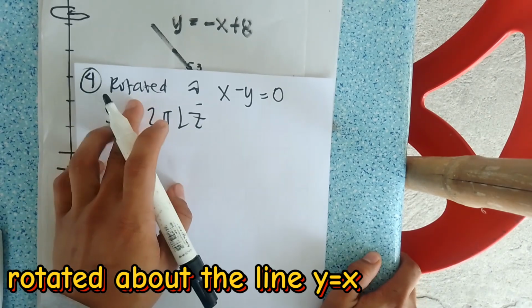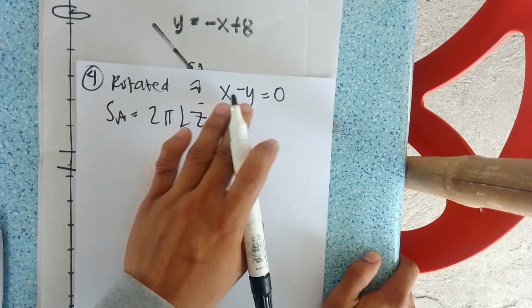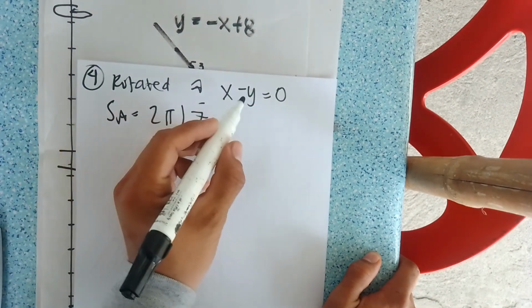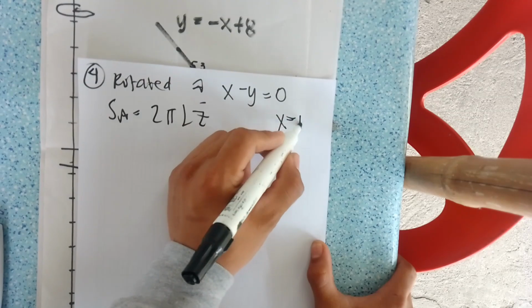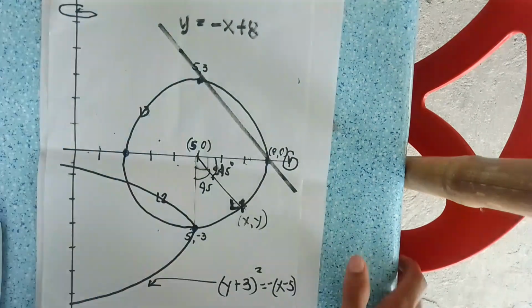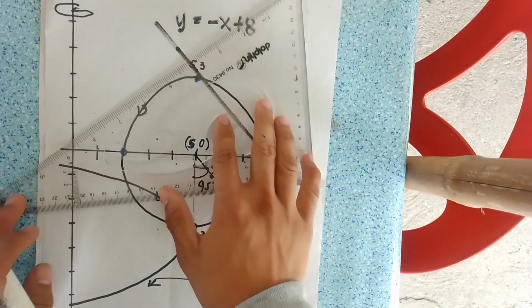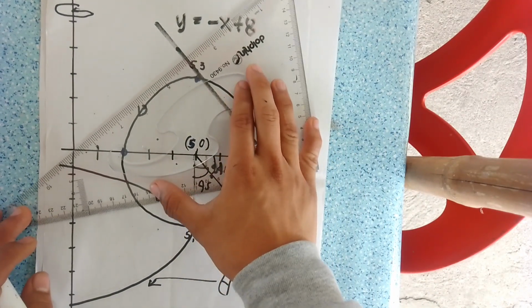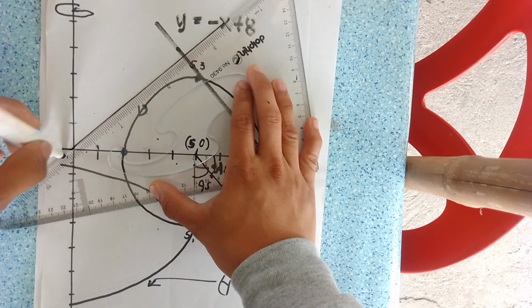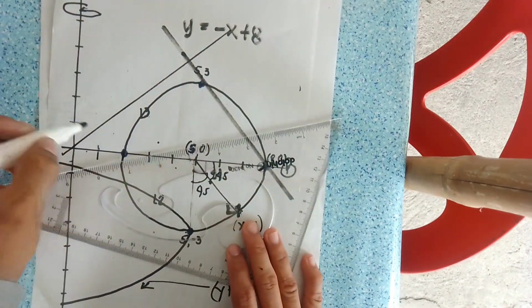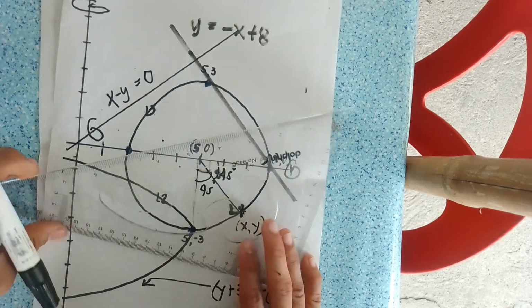Now what if we rotate it at the line x minus y is equal to 0? To begin with, what does the line x minus y is equal to 0 look like? Transposing y to the other side, we will get x is equal to y. That means our x is also equal to y, and that is what it looks like. So this one, we rotate it at x minus y is equal to 0.